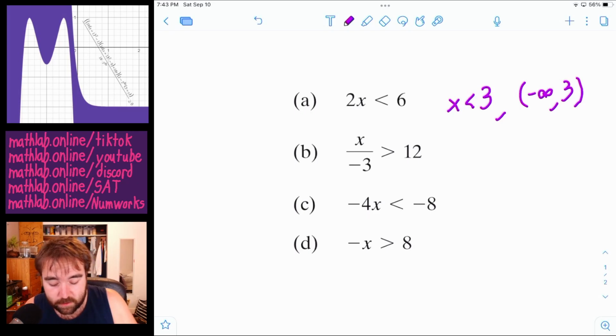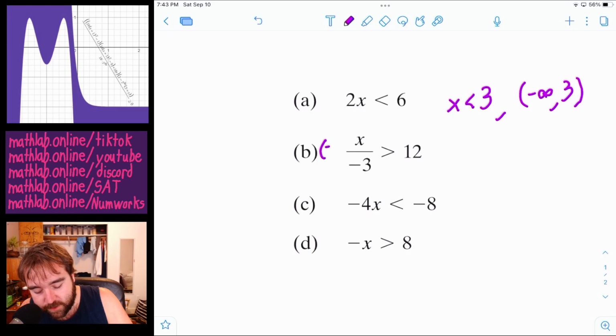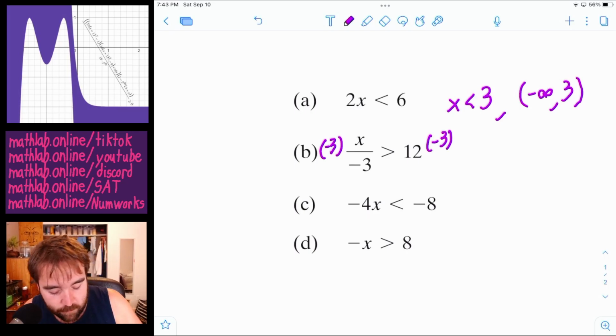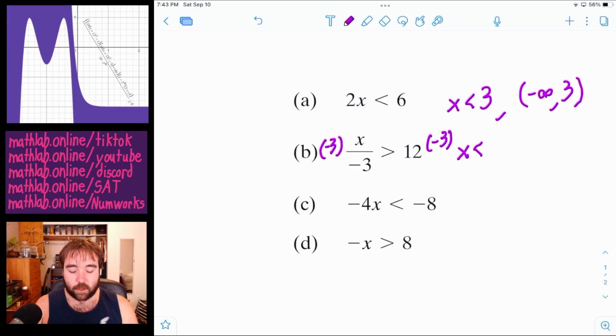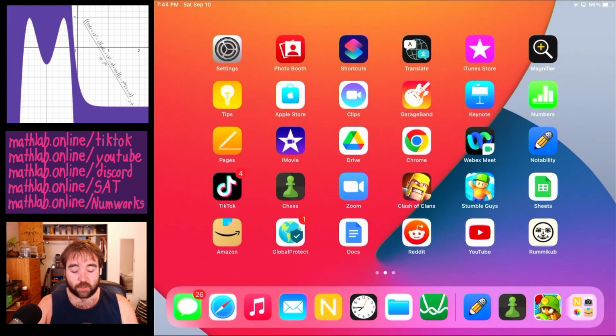Okay, b, same deal. We're multiplying both sides by negative 3. And remember the rule, the takeaway from the last video. If you multiply both sides by a negative, you've got to flip the sign around. So here we're saying that x is less than negative 36.